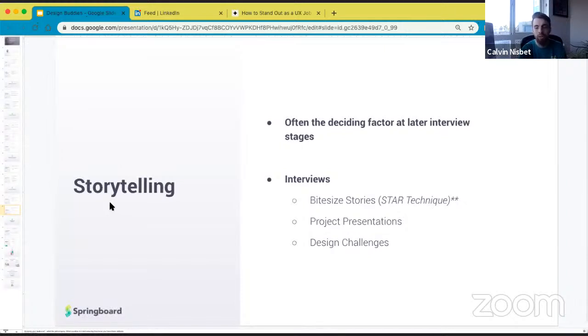What was the situation? What was the task or problem I'm solving? What were the actions and process I went through? And most of all, what was the result or impact of that? Being able to do that effectively in 3 to 4 minutes is going to be key in getting you to the next steps. Project presentations are going to be entirely different on that end.